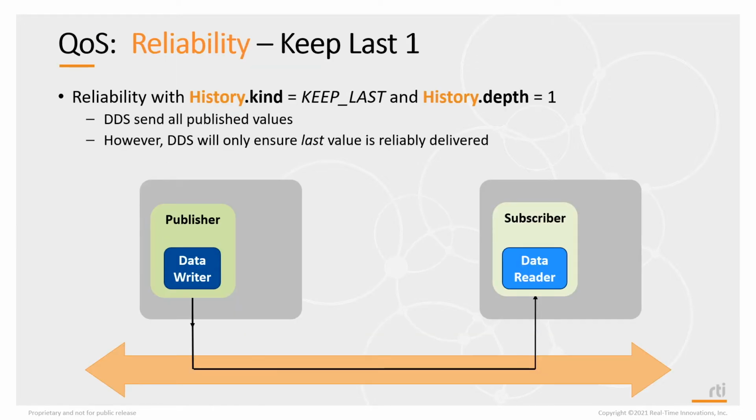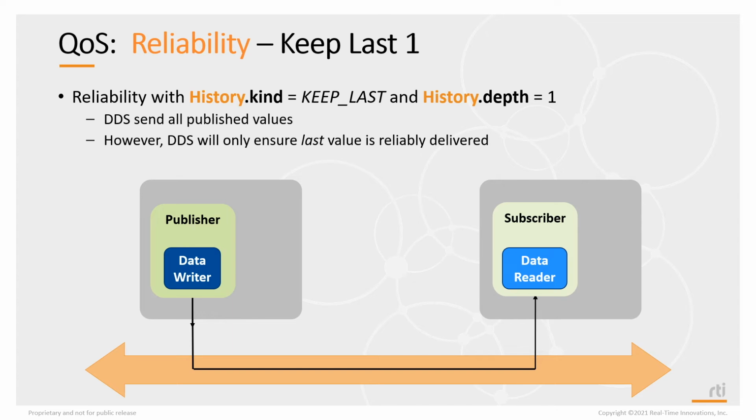So let's take a look at the configuration of keep last reliability. With keep last reliability, you set history kind to keep last, and history depth to the number of values you want to deliver reliably. In this case, we'll set it to 1. And don't forget, you also have to turn on the reliability protocol. So with keep last reliability, DDS will send all of the values that a data writer writes. However, DDS will only keep track and ensure that the last value is reliably received or reliably delivered.